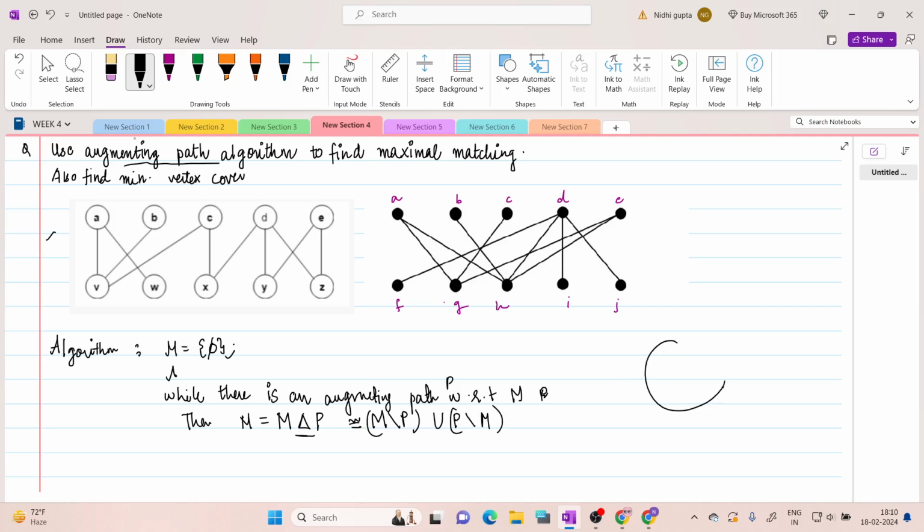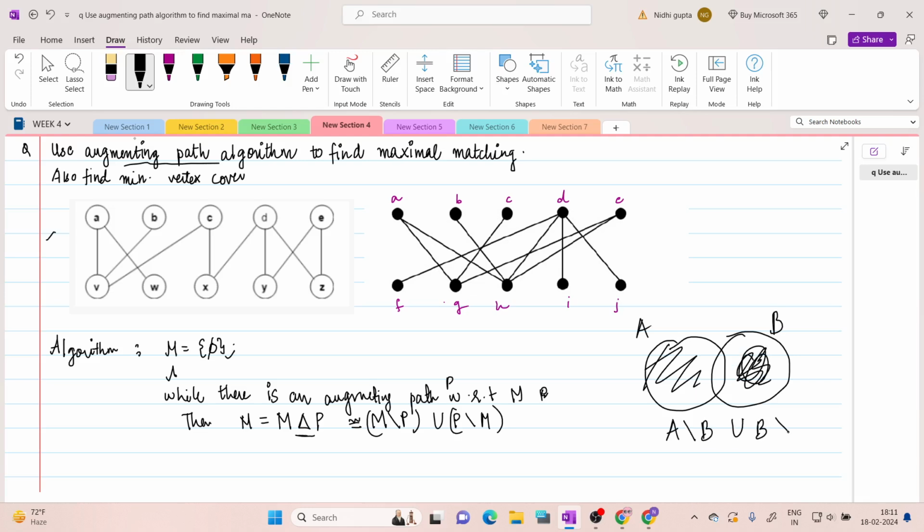If you have set A and set B, the symmetric difference of A and B is basically this portion and this portion, A minus B union B minus A. So this is the symmetric difference.